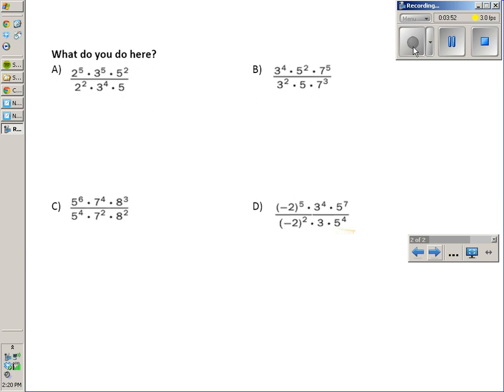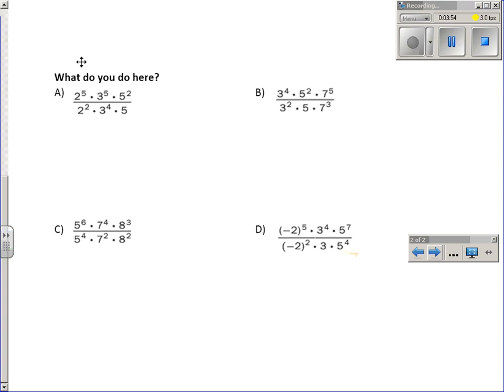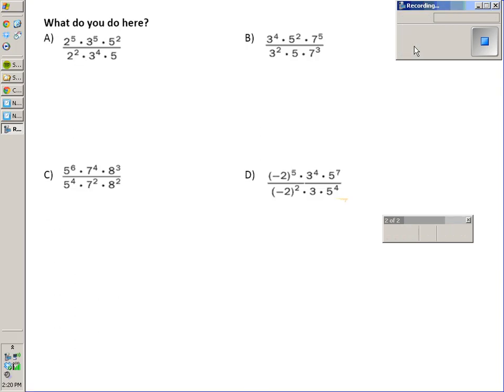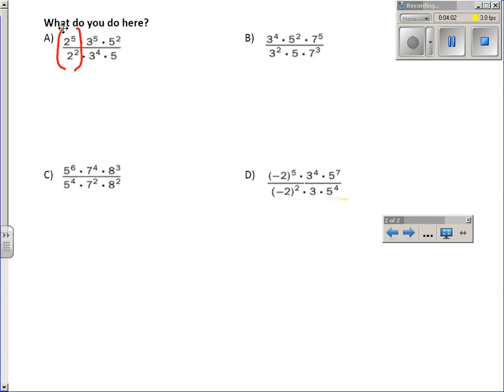So 2 to the 5th would get divided by 2 to the 2nd. So we would group that, and then that would be multiplied by 3 to the 5th divided by 3 to the 4th, which would then be multiplied by 5 squared divided by 5. All right, so now that we grouped the numbers that have the same base together, we can do this the same way that we had been.